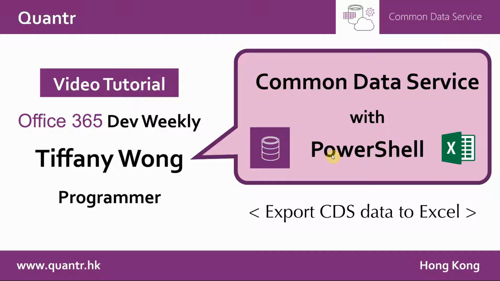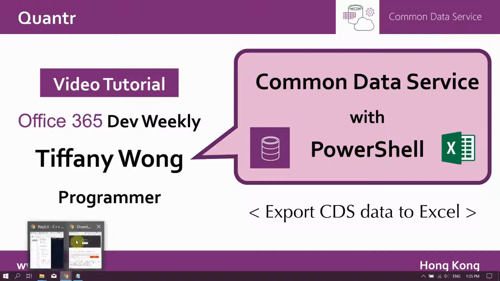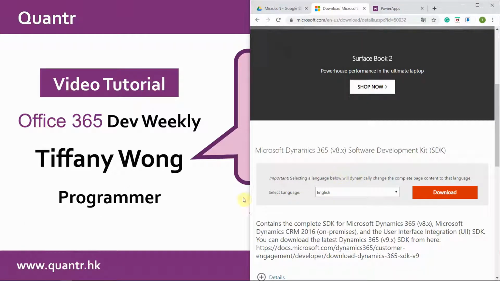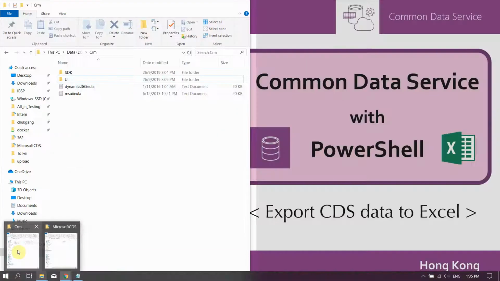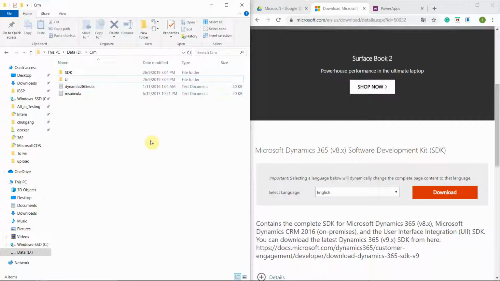I'm here today to introduce how to make use of PowerShell to export some Common Data Service data to Excel. First of all, we need to download the SDK file to ensure that we have the command to use and it won't return an error when we run it in PowerShell. After downloading, you will see two zip files and you need to unzip them, and you can just move them to the destination you want on the computer. And here is the unzipped file.